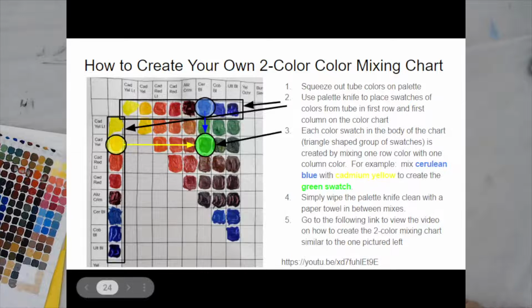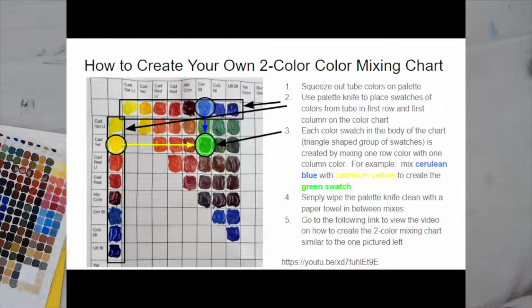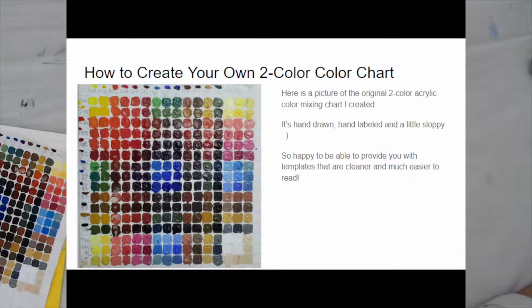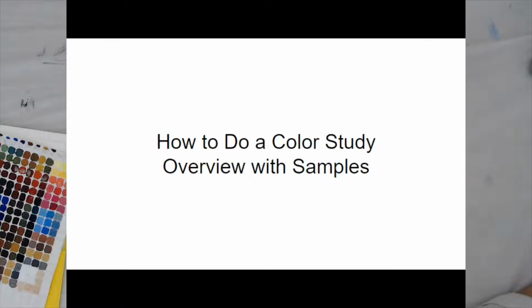Here's a little example of how to mix. Here I have cerulean blue in this example and cadmium yellow, and then the green that results. You squeeze out the two colors on the palette, use the palette knife to place swatches of colors from the tube in the first row and then down the column, and then you mix it like times tables. You try to get the in-between. And here's just some more examples of the color.